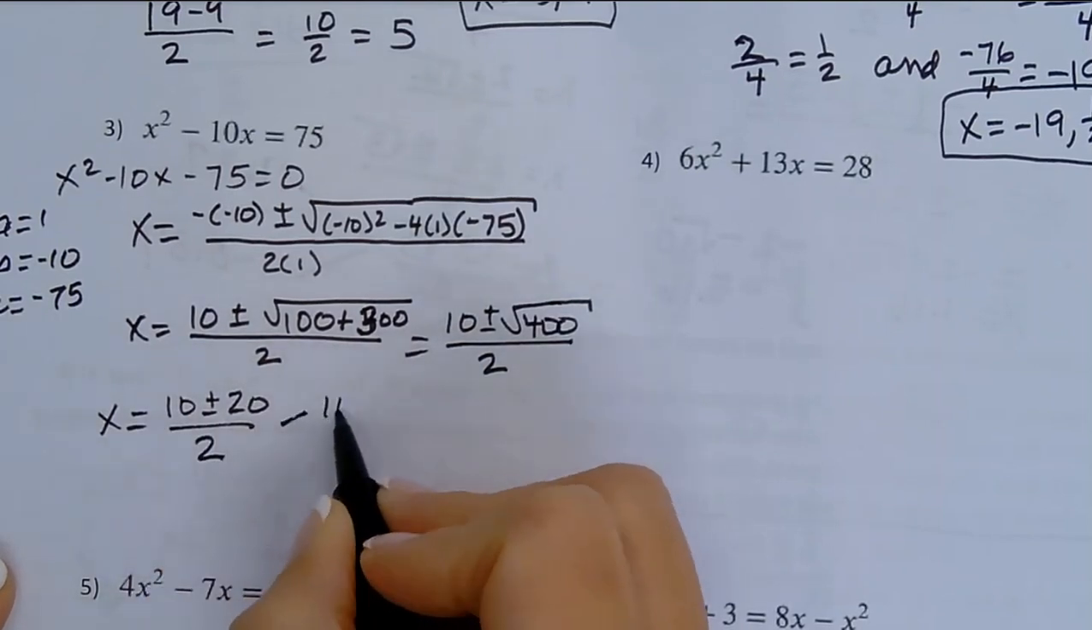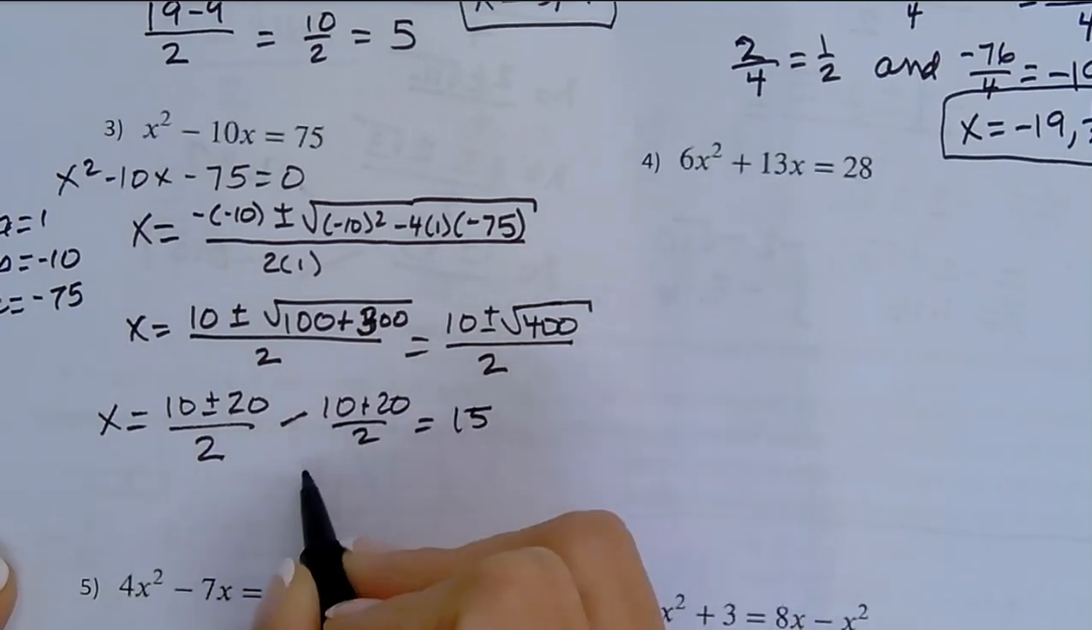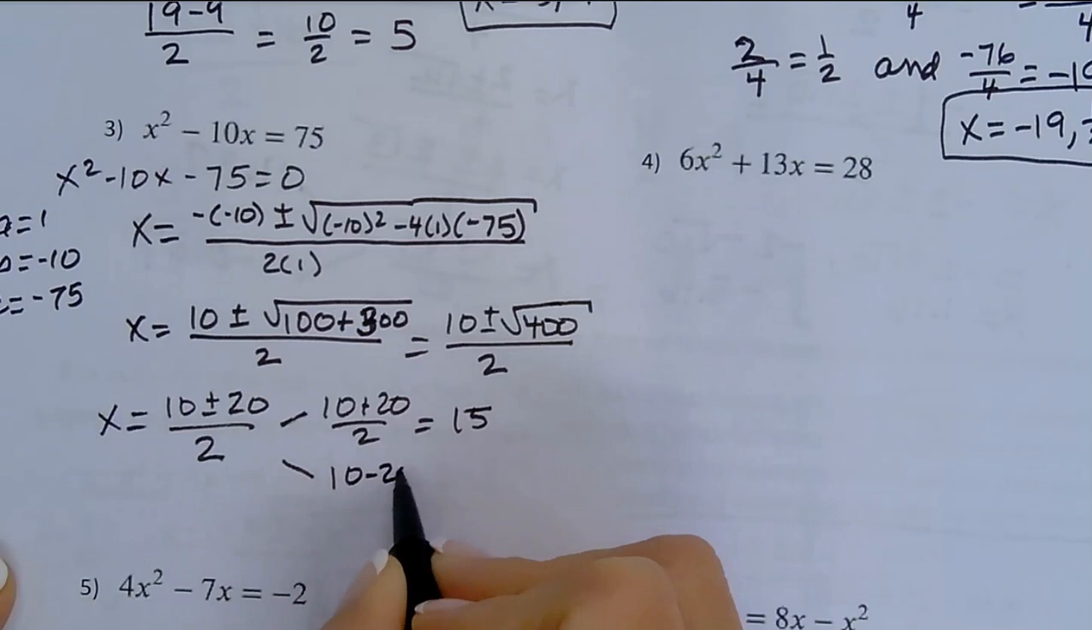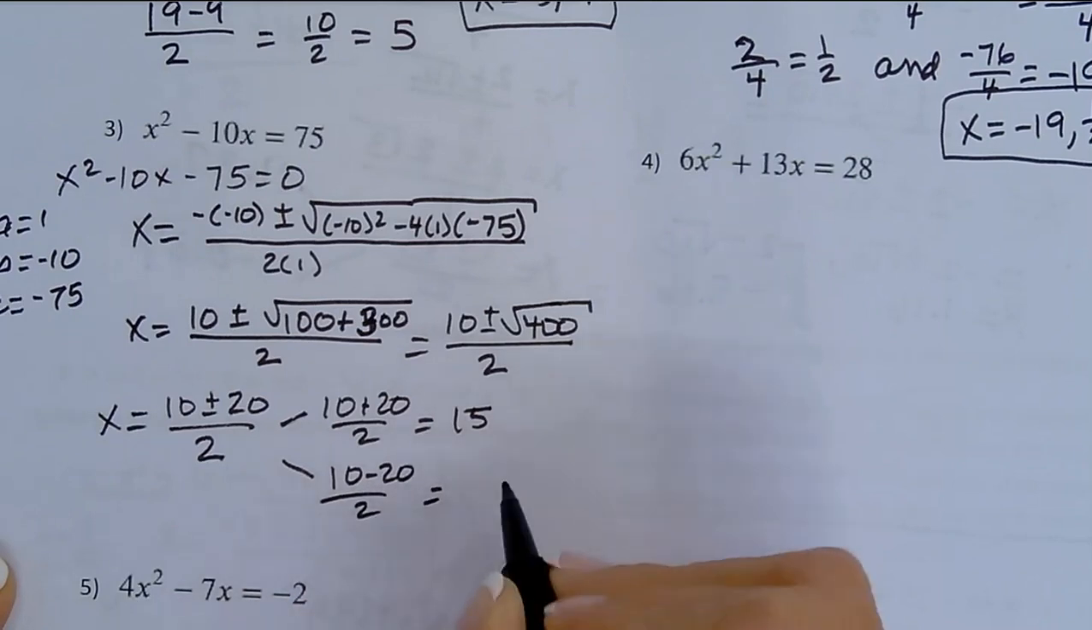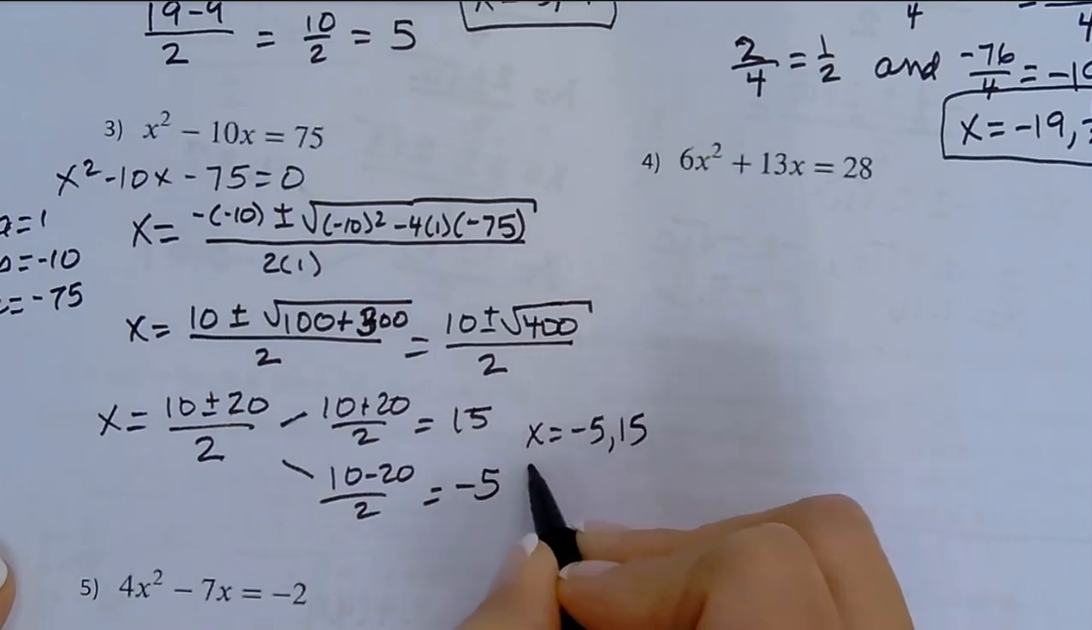So if it's 10 plus 20 over 2, it equals 30 over 2, which is 15. If it's 10 minus 20 over 2, it equals -10 over 2, which is -5. So x equals -5, 15 would be my answer.